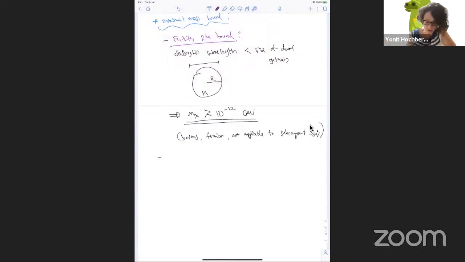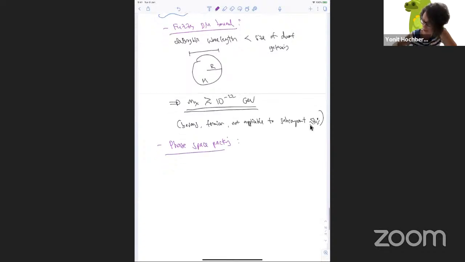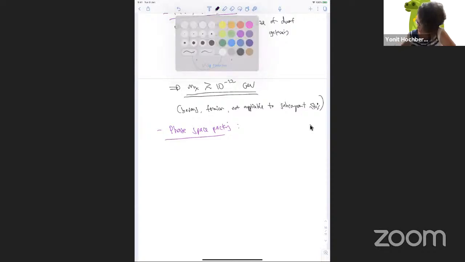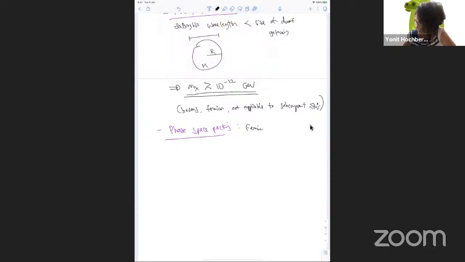A second one that we can write down is what I'm just going to call phase space packing. So this one is applicable for fermion dark matter, and this is sometimes also called the Tremaine-Gunn bound, if you've heard of that. The idea is that Fermi degenerate pressure sets a minimal size for the halo mass. Okay, and so let's just write that out.